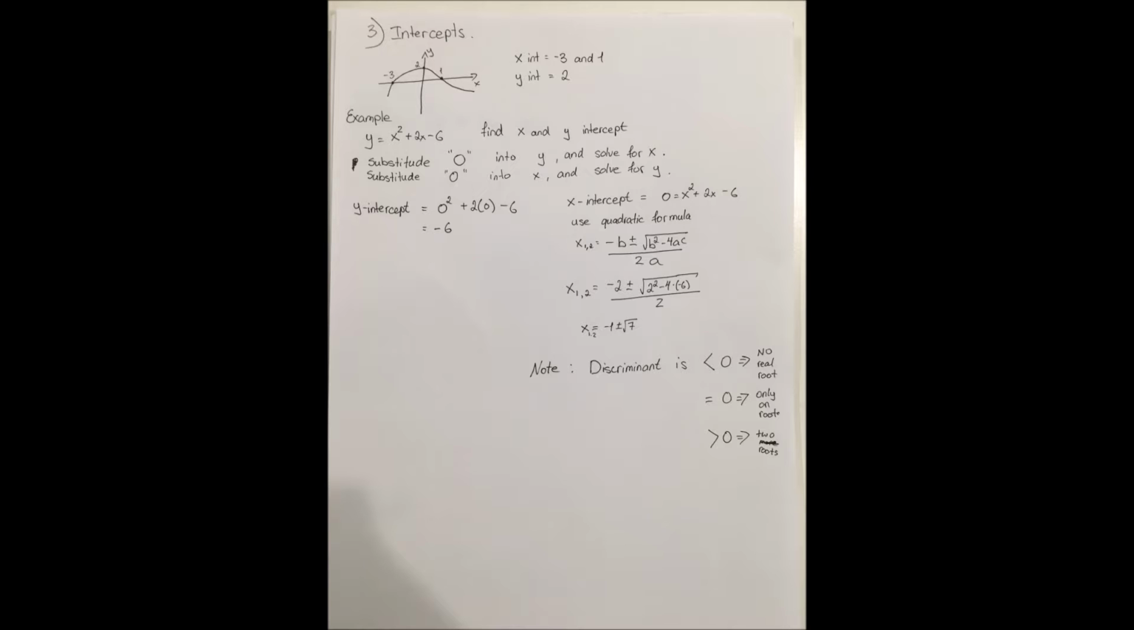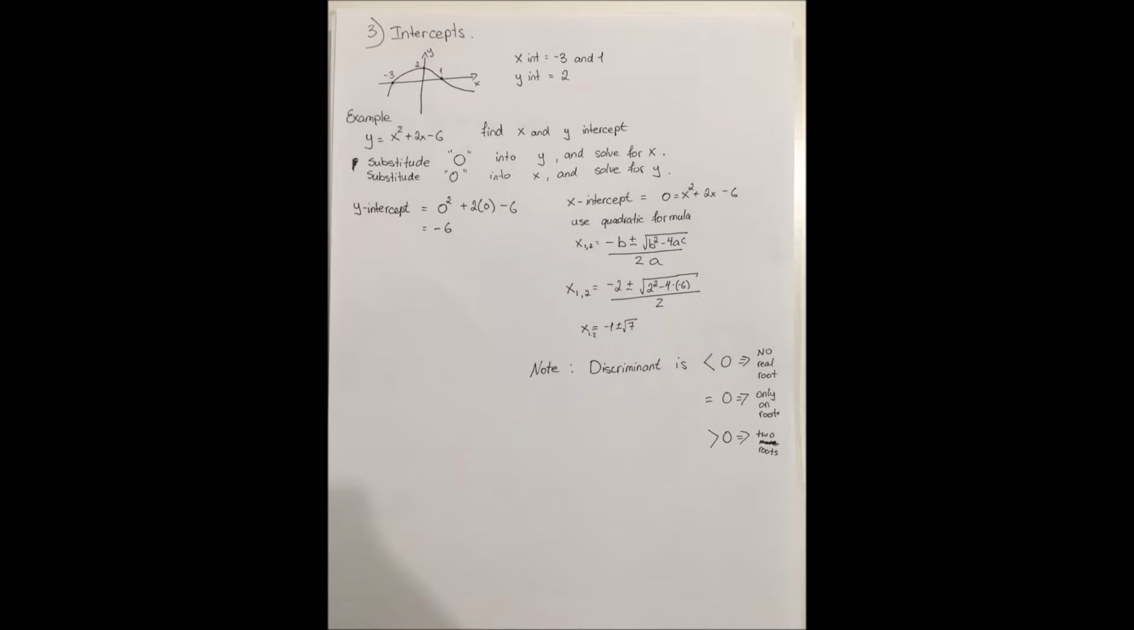To find an x-intercept, you need to solve that equation by equaling it to 0. For this example, I used the quadratic formula to find my two x's. So for this example, my x1 is -1 plus the square root of 7, and x2 is -1 minus the square root of 7.